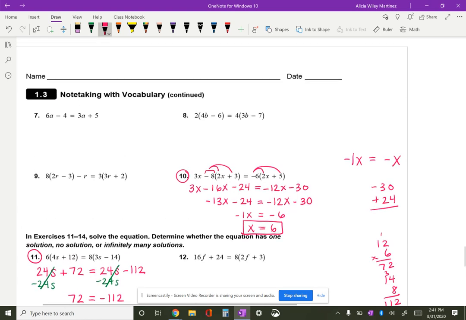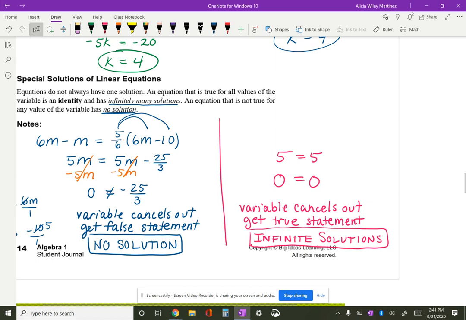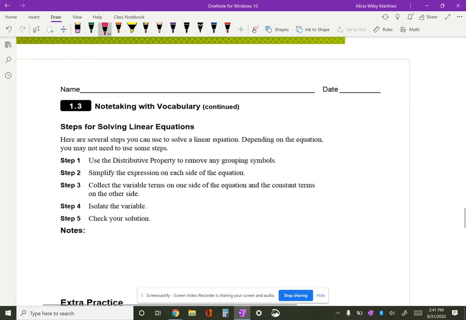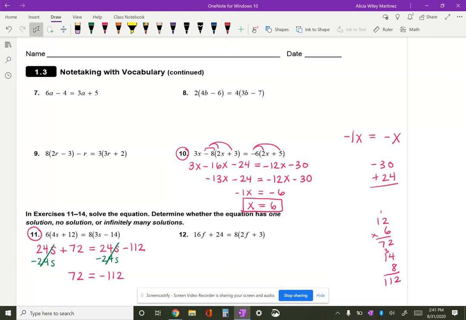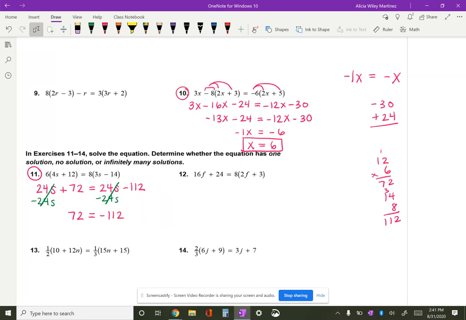And as we learned, I'm going to zoom back up here to page 14 where we wrote down notes. If the variables cancel out and you get a false statement, the answer to your equation is no solution. So in this problem here on page 16, number 11, my variables cancel out. I get something that is not equal, so the answer is no solution. And that's what you would circle or box as your final answer.